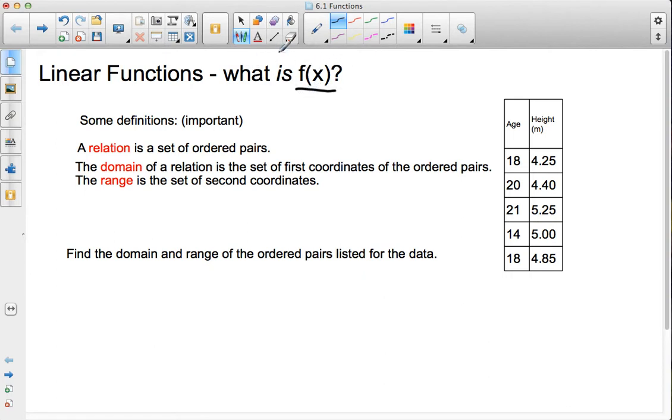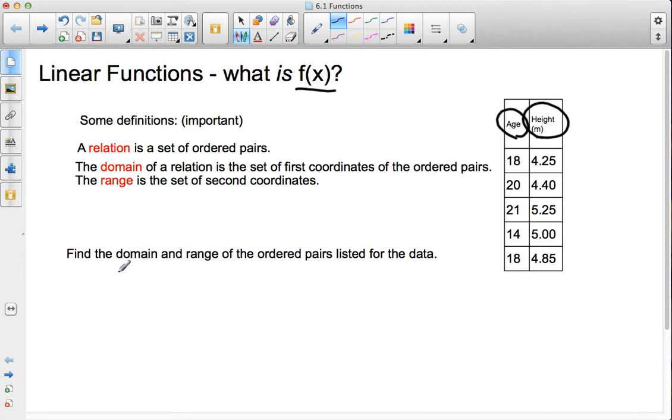But first, some definitions. The first word is a relation. A relation is a set of ordered pairs. So in this graph, the age and height in the ordered pairs below form a relation. The domain of a relation is the set of the first coordinate of the ordered pairs. So if you take a look then, the age would be the domain. The range is the second set of coordinates. So the height would be the range.